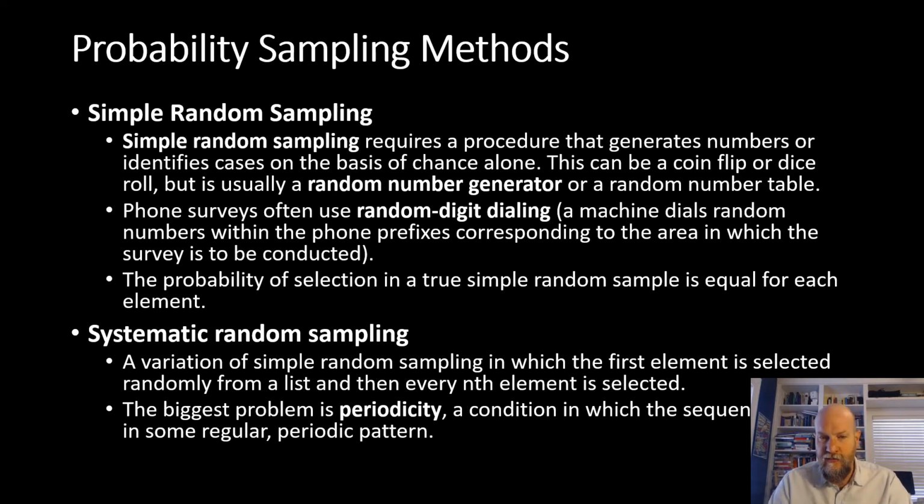Now, of course, this doesn't work very well in the era of cell phones. But the probability of selection in a true simple random sample is equal for each element. So think about that for a moment. Every unit within the larger population has an equal chance of being randomly selected. That is the basic definition of a simple random sample.